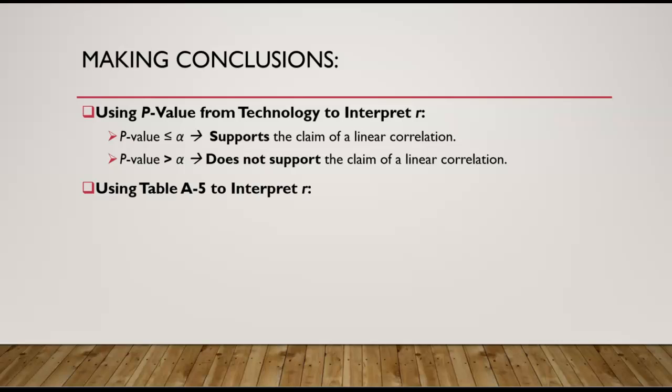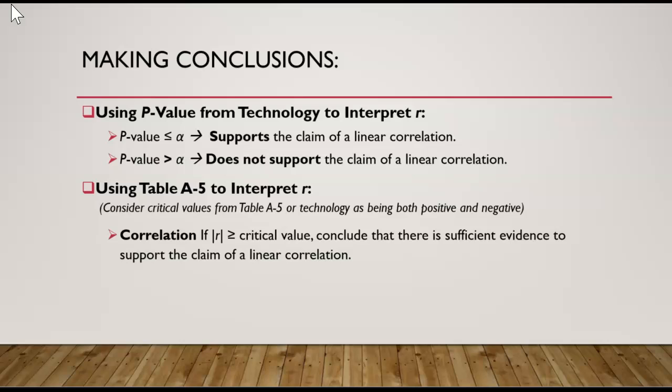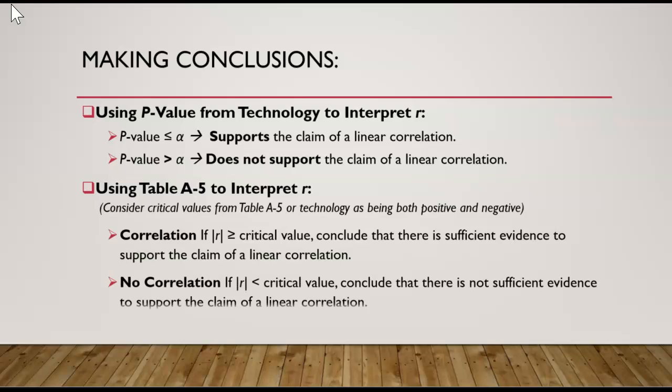If we use Table A5 to interpret the linear correlation coefficient R using the critical values, then if the absolute value of R is greater than or equal to the critical value, we conclude that there is sufficient evidence to support the claim of a linear correlation. That means that the correlation coefficient R is located in the critical region. If the absolute value of R is less than the critical value, which means it is not in the critical region, then we conclude that there is not sufficient evidence to support the claim of a linear correlation.